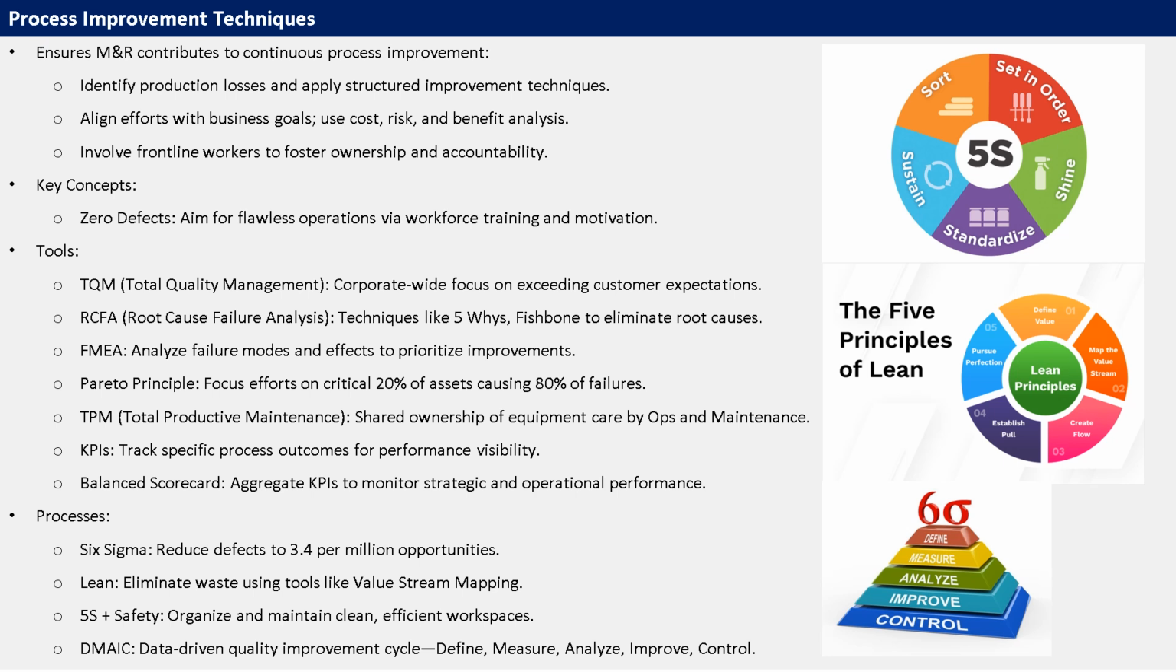KPIs. Monitor specific process outcomes to provide visibility into performance and guide improvements. Balanced scorecard. Combine multiple KPIs to track and manage both strategic and operational performance in a balanced manner. Processes. 6 Sigma. Apply data-driven techniques to reduce process defects to fewer than 3.4 per million opportunities. Lean. Eliminate non-value-adding activities, waste, using tools like value stream mapping to streamline operations.